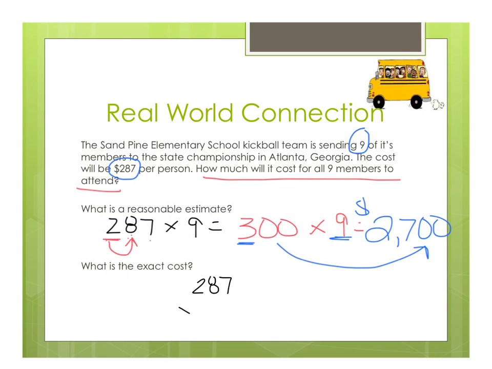287 times 9. Start with the ones. 9 times 7 is 63. So I'm going to write my 3, regroup the 6. Now multiply the tens. 9 times 8 is 72, plus 6 is 78. So write the 8, regroup the 7. Now multiply the hundreds. 9 times 2 is 18, plus 7 is 25. The exact cost for those Sandpine students to go to the kickball championship is $2,583.